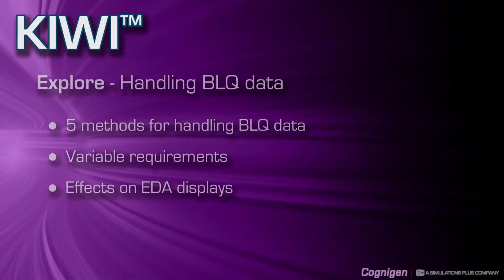Hello and welcome. In this tutorial video, I will talk about the functionality provided by the KIWI Explore module to automatically handle observation records that would be below the lower limit of quantification. KIWI Explore provides 5 different methods for handling BLQ data. These methods require the presence of variables in the dataset to automatically process the information. In this video, I will describe those 5 different methods, talk about the variable requirements, and show the effect of these 5 different methods on the EDA displays.